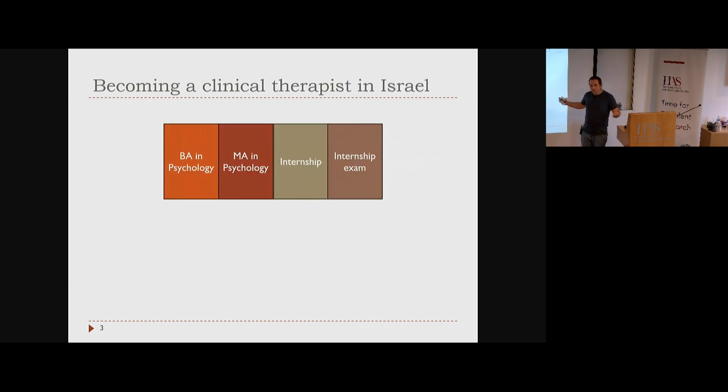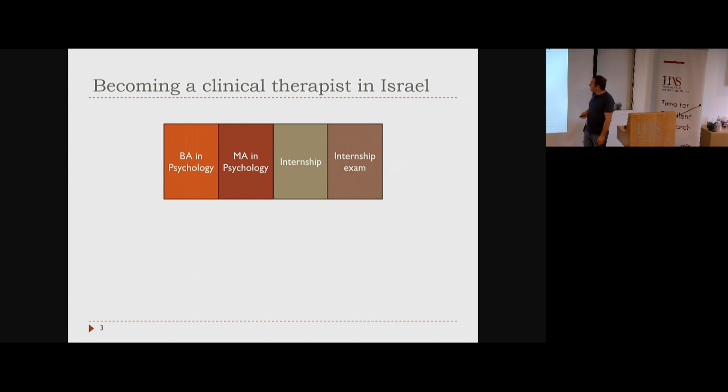So how do you become a clinical therapist in Israel? What we call a psychologist when you're talking Hebrew. You first do a BA in psychology, maybe with other stuff, but at least a major in psychology, and then you do an MA in psychology, then you do an internship, which takes about 2 to 4 years, and then you do an internship exam, and then you are a certified clinical therapist.